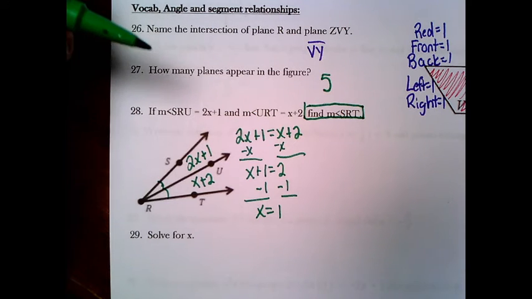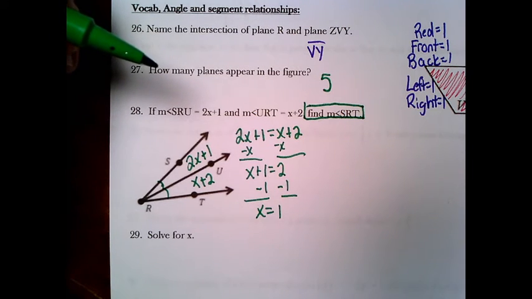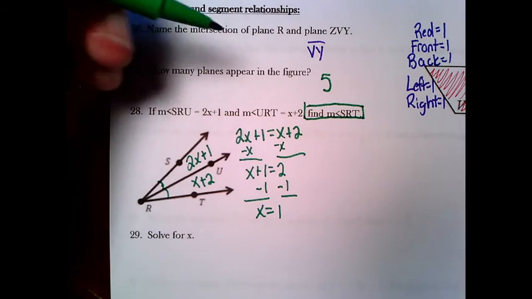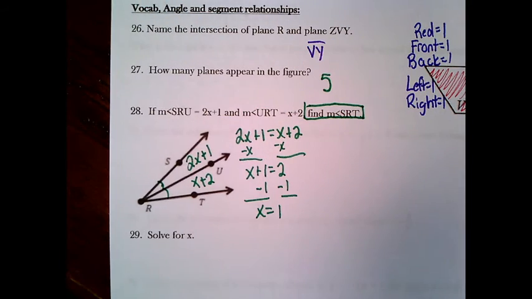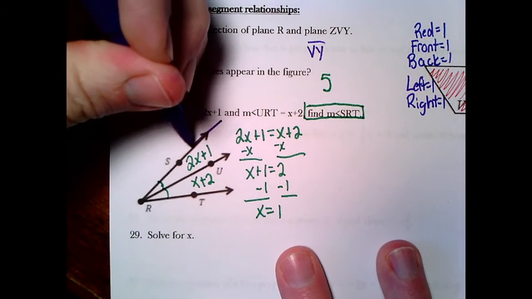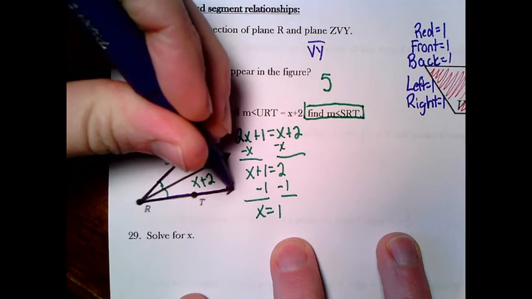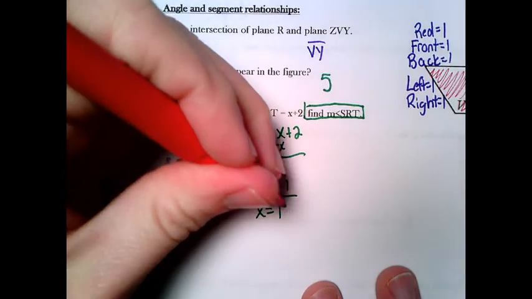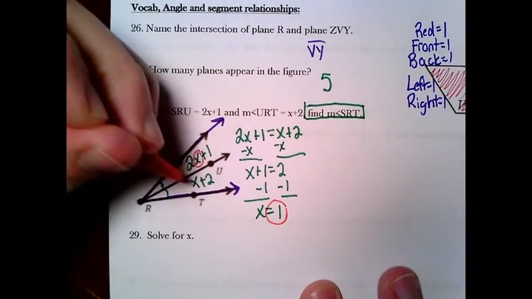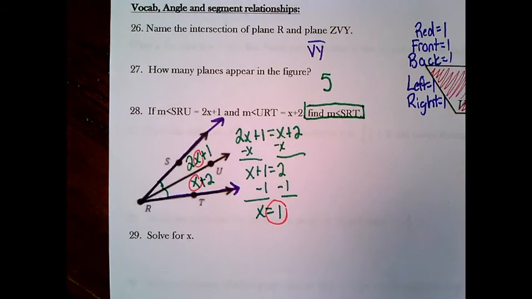They're asking me to find an angle. Sometimes it'll say solve for x, but this one says find the angle. So I got to plug x in. They want to know how big that is. I got to plug this value in right there, and then add them together. Little plus little equals big.